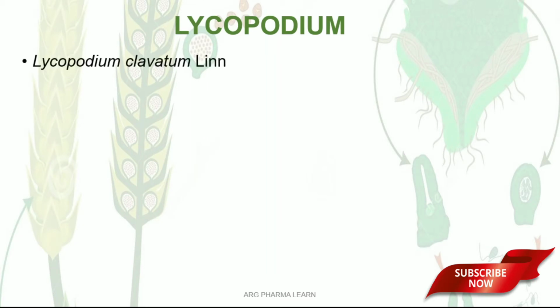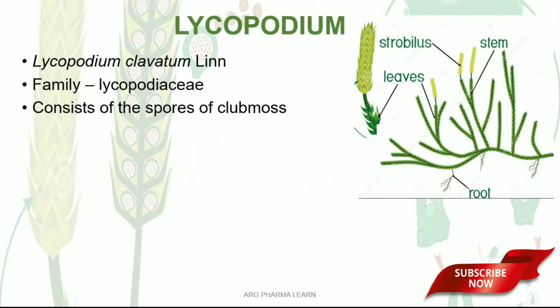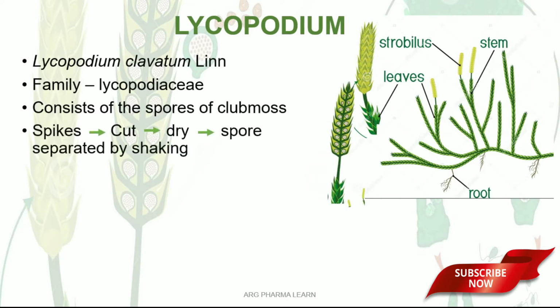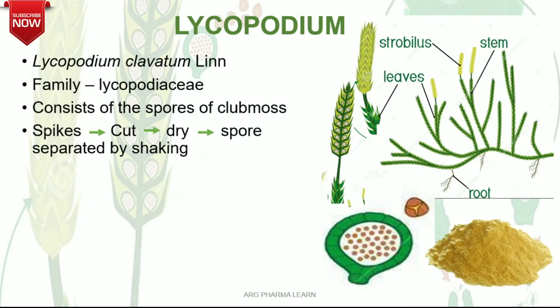Lycopodium spores are obtained from the club moss Lycopodium clavatum, which belongs to the family Lycopodiaceae. It consists of the spores of club moss. The yellow colored part of this plant is called spikes. These spikes are cut and dried, and the spores are separated by shaking. So the powder obtained from these spores is Lycopodium powder.